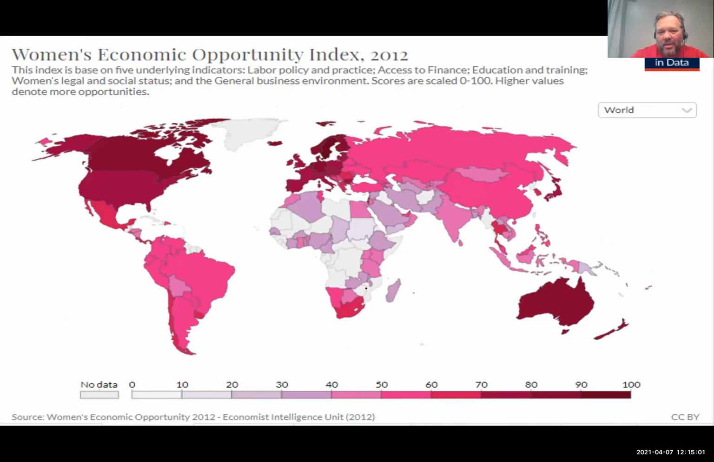All right, and so let's take a look. This is what they call the Women's Economic Opportunity Index, and here's some of the things that they look at: labor policy within a country, access to finance, so that would be like loans, education and training within a country, women's legal and social status, and the general business environment. And so these are scaled from 0 to 100, 100 being the most opportunity and 0 being the least. And so you can kind of, again, see where countries rate. Australia's rating pretty well. Most of Western Europe's rating well. Canada's a little bit better than the US, but the US is still rating relatively well. And so, taking into account all of these different policies, this gives you kind of a picture of where the economic opportunities are.